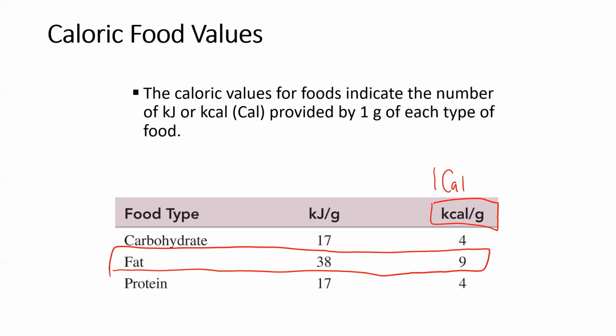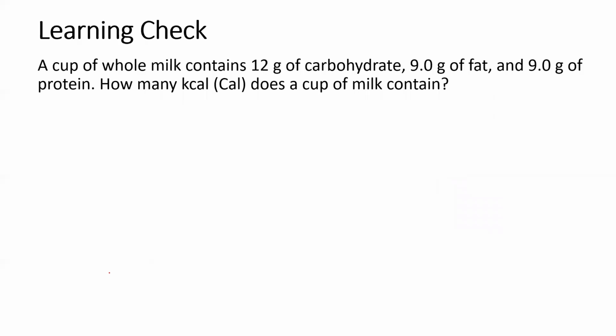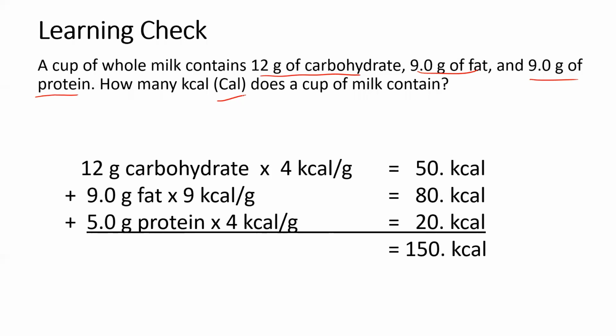Now, why is this useful? Well, now we can count calories. If I drink a cup of milk and it has 12 grams of carbohydrates, 9 grams of fat, 9 grams of protein, I can figure out how many dietic calories or kilocalories are in that 1 cup of milk. How do I do that? Okay, 12 grams of carbohydrate, where there's 4 kilocalories per gram, 9 grams of fat. This is the one that's got more calories, 9. 5 grams of protein, 4. Easy. These two are 4, this is 9.